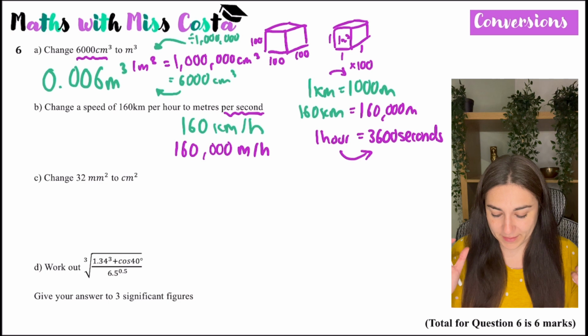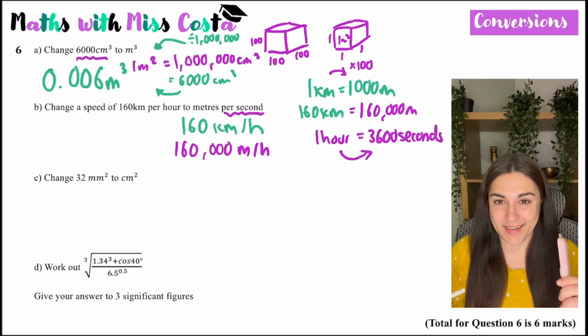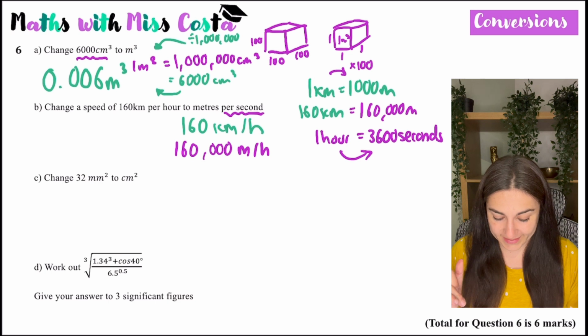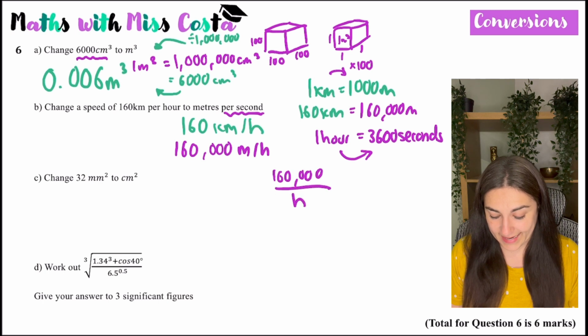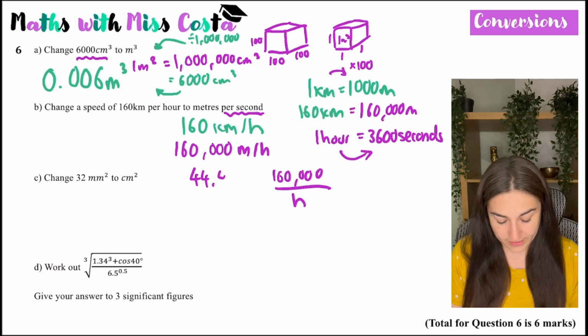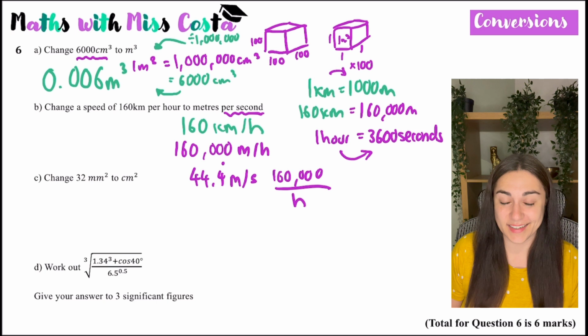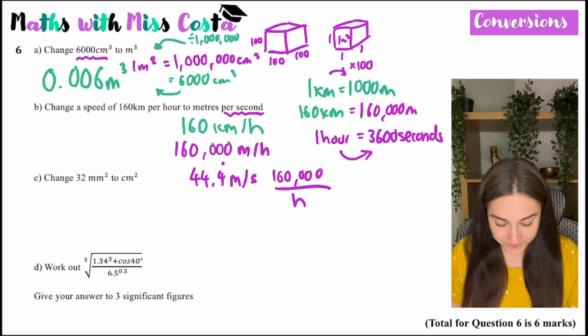Now this is a little bit confusing because to go from hours to seconds, you multiply by 3,600, but they've traveled 160,000 meters in an hour. So I'm actually going to divide by 3,600. Divide by 3,600 is 44.4 recurring meters per second. So just try and think logically what is happening.